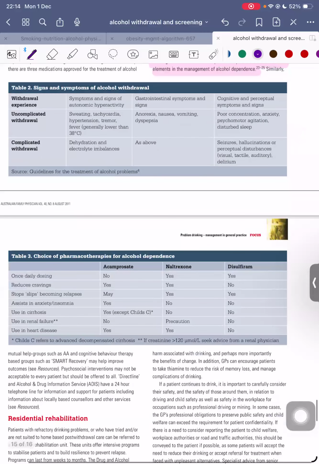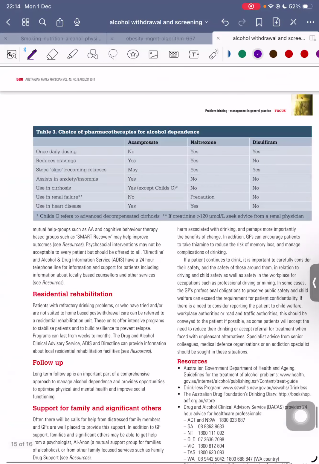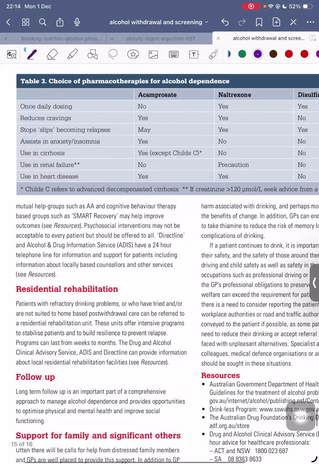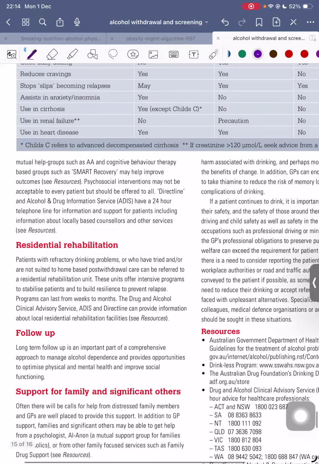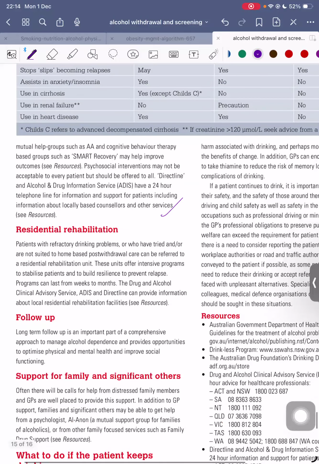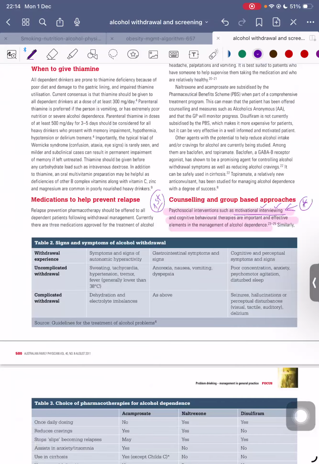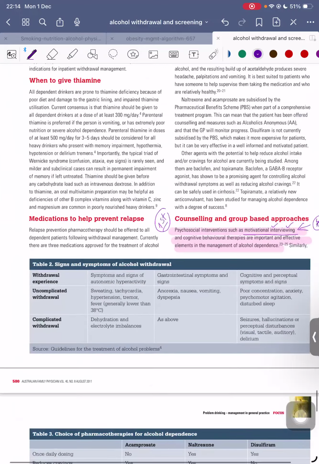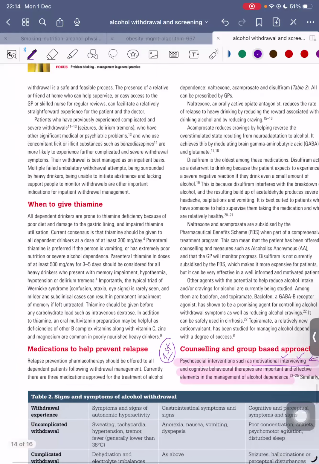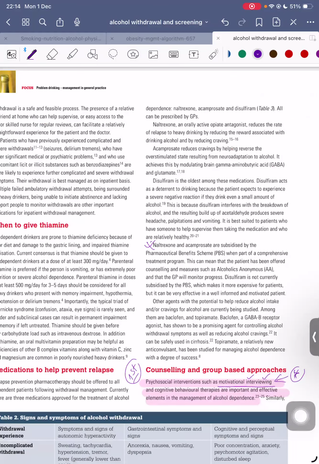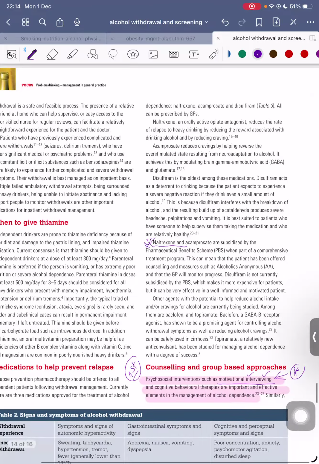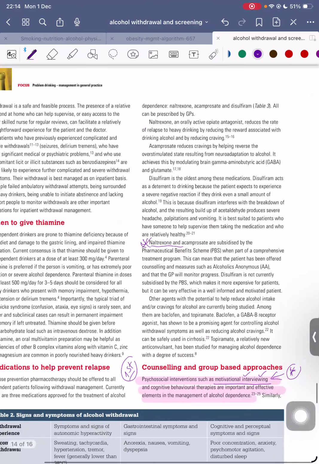Then after that, similarly, mutual help groups such as AA and cognitive behavioral therapy based groups such as SMART Recovery. We don't have to remember this. Just remember that the first one is anyway motivational intervention and cognitive behavioral therapy. Then we can consider naltrexone. Okay, naltrexone here.